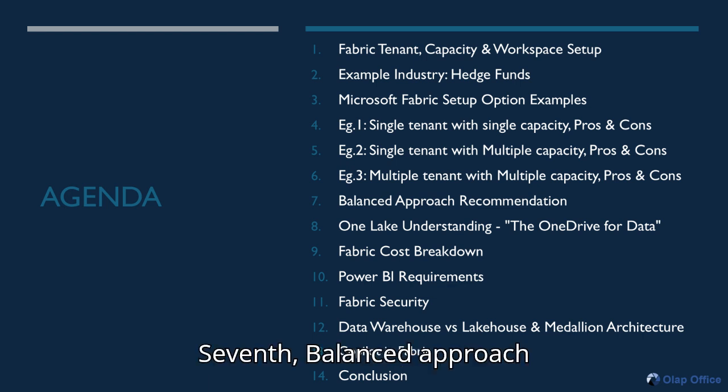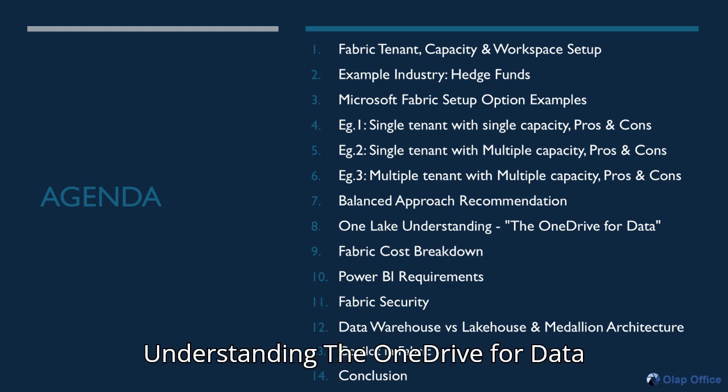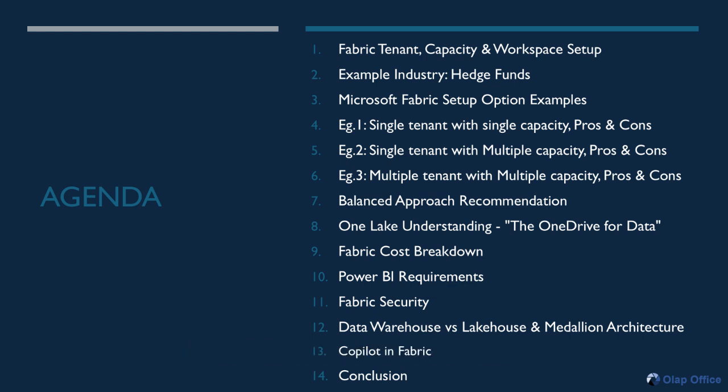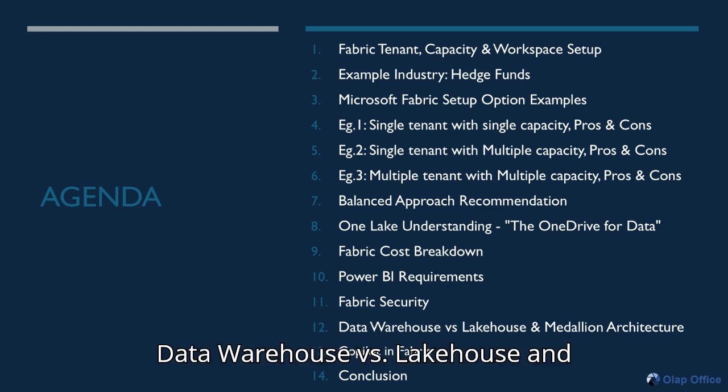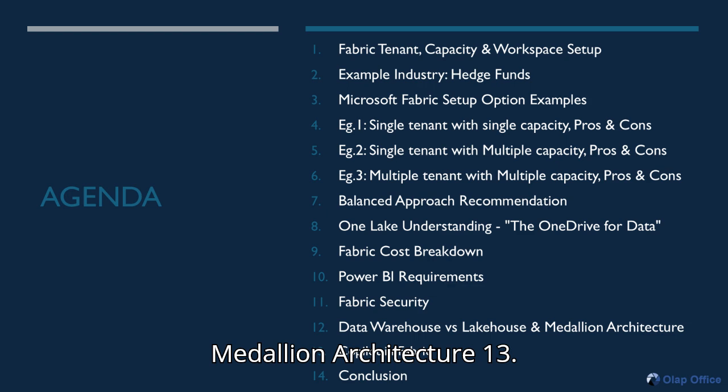Seventh, Balanced Approach Recommendation. Eighth, OneLake Understanding, the OneDrive for data. Ninth, Fabric Cost Breakdown. 10th, Power BI Requirements. 11th, Fabric Security. 12th, Data Warehouse versus Lakehouse and Medallion Architecture. 13th, Copilot in Fabric. And 14th, Conclusion.